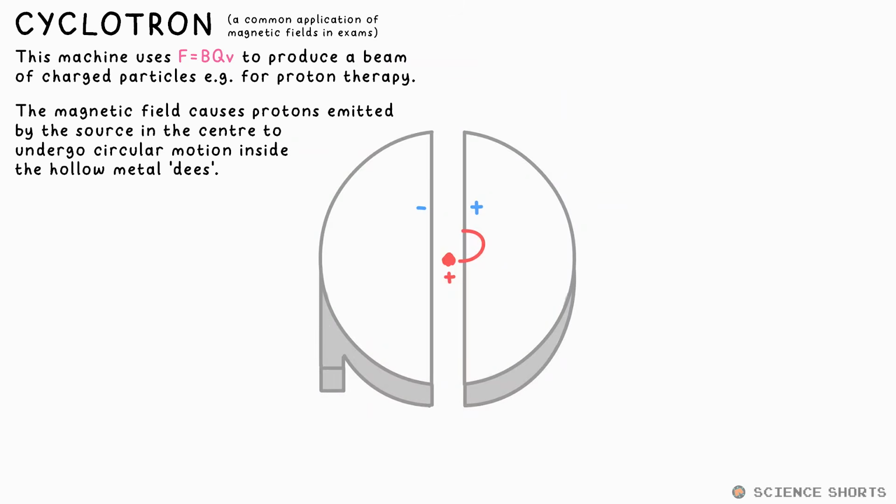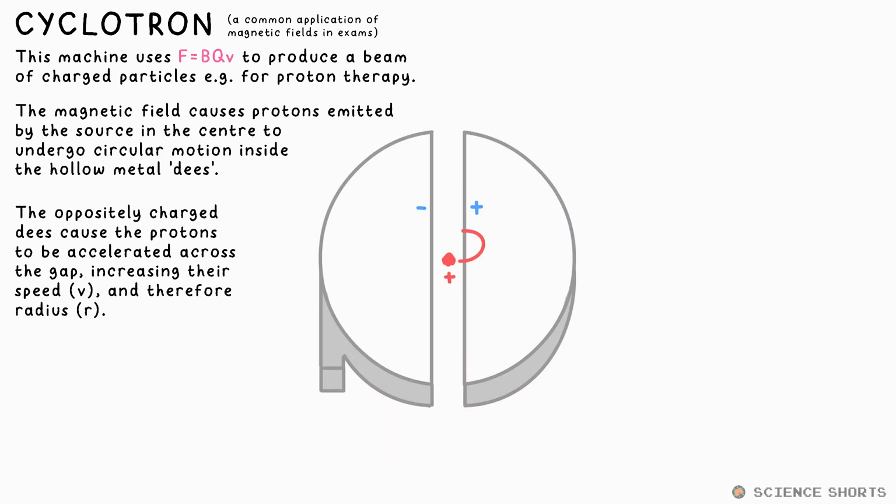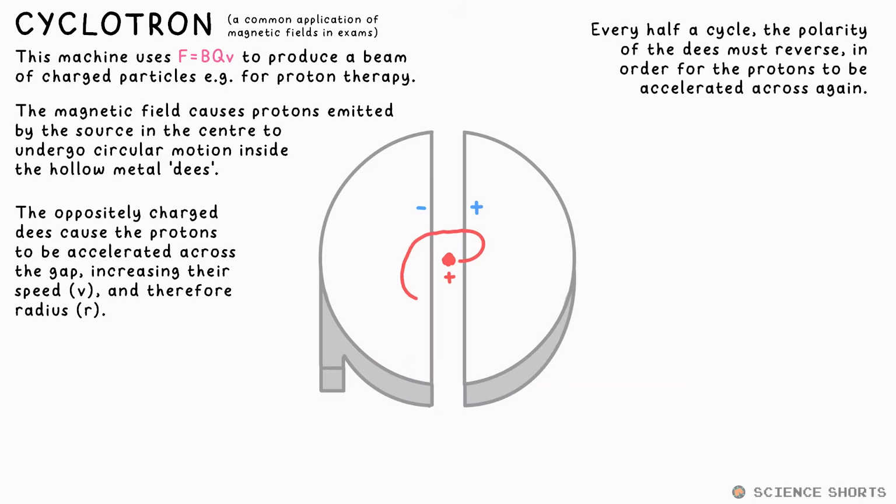So a PD is applied to the Ds, causing the protons to be attracted to and accelerated towards the negative D and away from the positive one. That increases their kinetic energy and speed and therefore radius too. Half a cycle later, they must be accelerated across the gap again in the other direction, so the PD must be reversed by the time they do this.